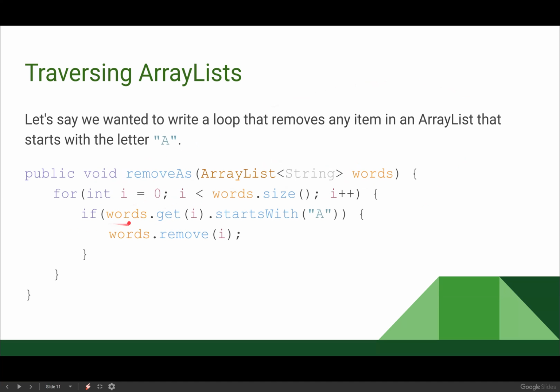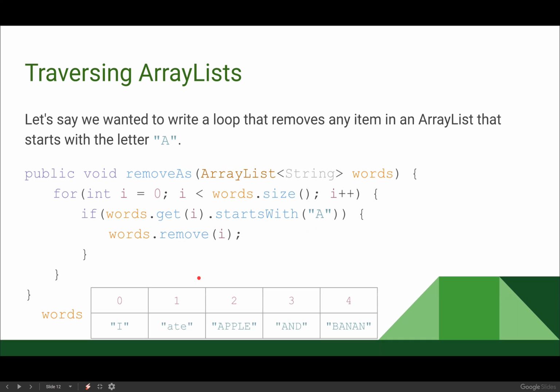So if our words.get(i), the current word, dot startsWith, it's just a method built into strings. It'll check if the first character is the letter A. If it is, then we will remove that index. We'll yank it out of our array list.